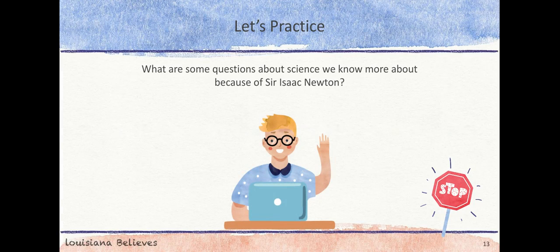Now you're ready to think about how Isaac Newton's ideas helped us learn more about the world. Think about some of the things you have learned that support this idea and record them on your handout. Pause this video to record your answers on your handout at the second stop sign. Then hit play when you are ready to continue.